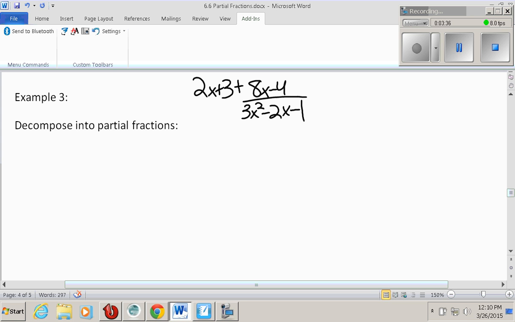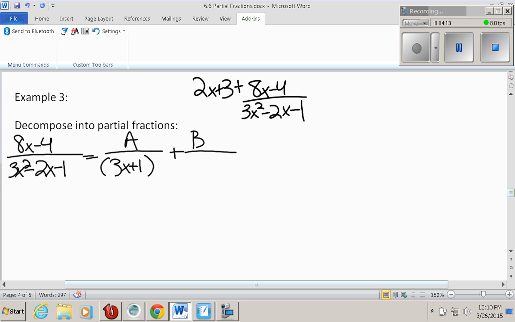So we're going to take this fraction and decompose the fraction. And we will bring it back with the 2x plus 3 at the end. So here we go. So we have 8x plus 4. So now it is a fraction where the degree of the numerator is less than that of the denominator. Okay, so we know when we factor 3x squared minus 2x minus 1, we get 3x plus 1 and x minus 1.